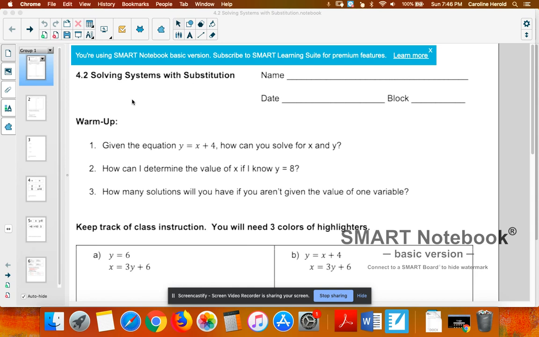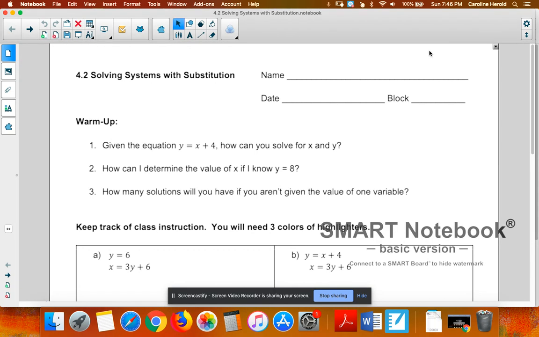So today we're going to start talking about a different way of solving systems of substitution. So the last time that you had homework, you were graphing what are called systems of equations. A system is when you have two or more linear equations. In this case, we're talking about linear equations.